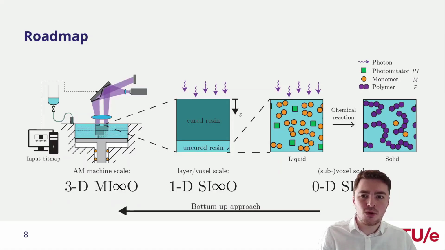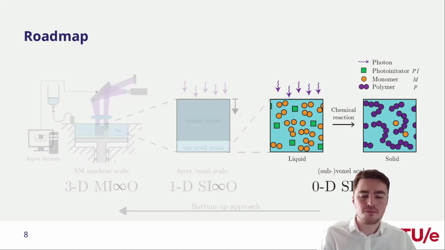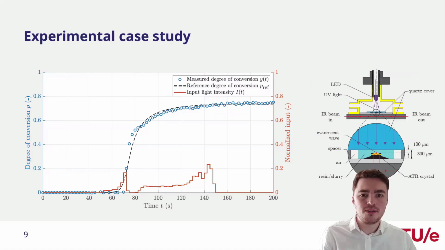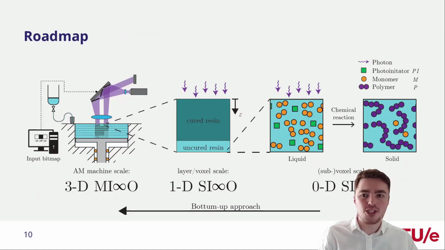In addition, we have experimentally proven the principle at the zero-dimensional voxel scale. So at this zero-dimensional point, which is mimicked through this experimental setup, we illustrate that arbitrary reference signals can be tracked. These results are promising and they represent the first steps towards machine scale application.